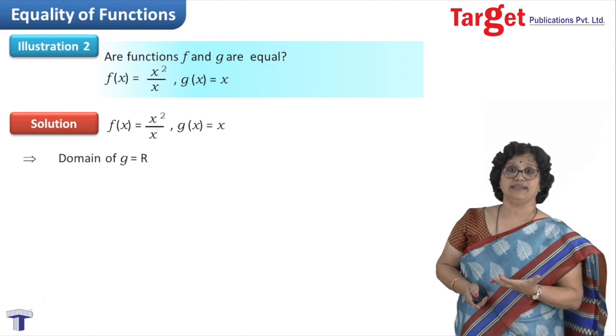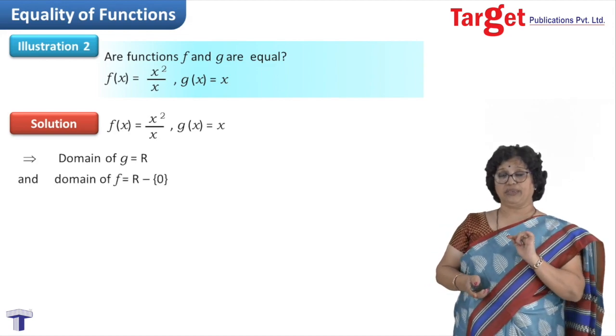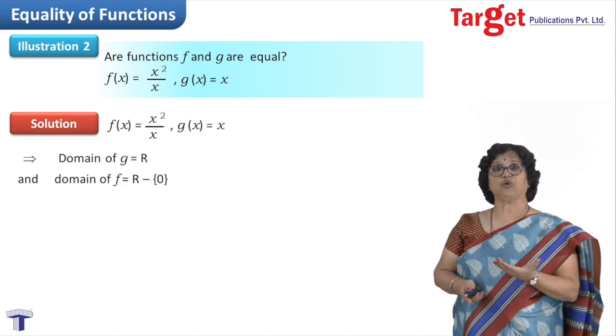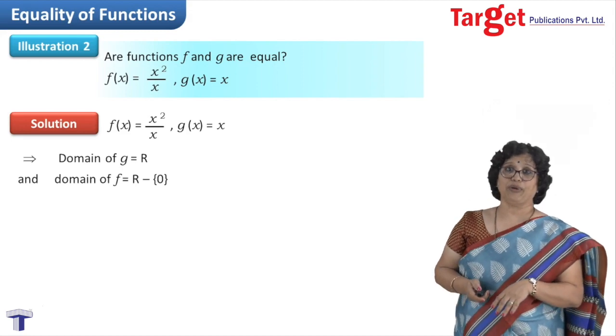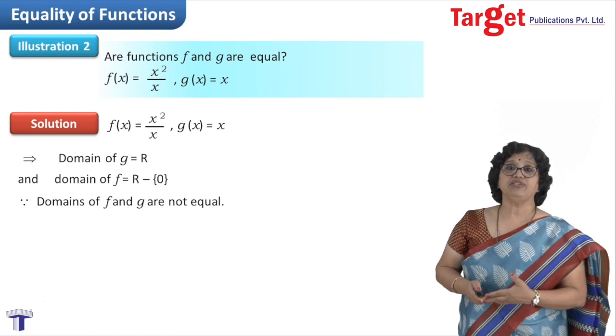So domain of g is R. And what about domain of f? Since x appears in the denominator, we will have to remove x equal to 0 from the set of real numbers for its domain. So R minus {0} is the domain of f. Now since their domains are not equal, f and g are not equal.